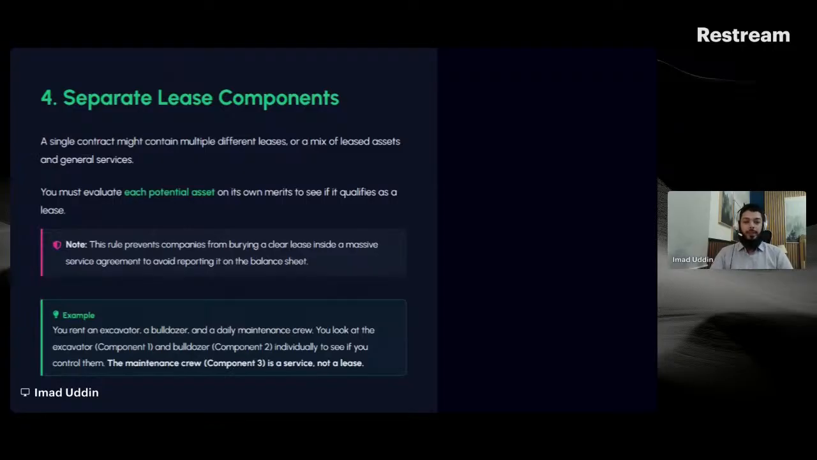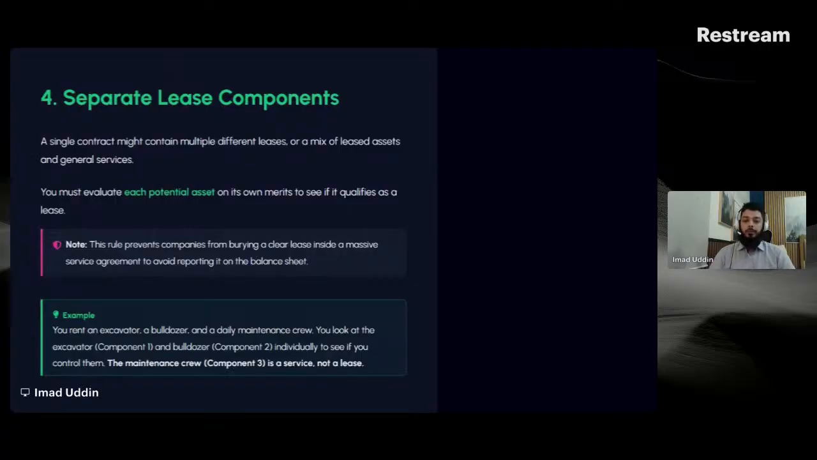Now let's talk about separate lease components. This is another edge case. A single contract might contain multiple different leases or a mix of leased assets and general services. Some components might be services, some components might be assets, and some components might be leases. So you do not look at one particular component and decide the fate of the rest of the components. You have to look at each component separately and decide whether it is a lease or not, whether the right to control exists under IFRS 16 or not.